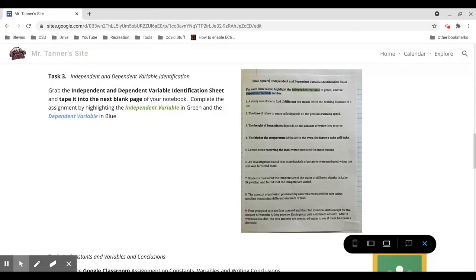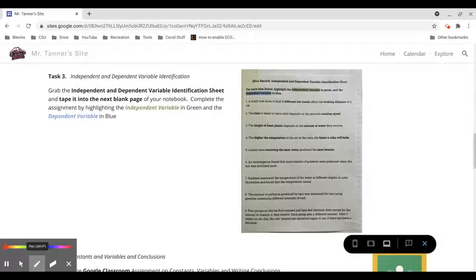If you don't have highlighters, you don't have the ability to highlight this, there's a couple of things you could do to differentiate what you're doing. If you have colored pencils, circle the independent variable in green with your green colored pencil and circle the dependent variable in blue. That is fine too. It doesn't have to be a highlighter. If you don't have any colors at all, so you have no colored pencils, you don't have highlighters, all you have is a pen or pencil, I would recommend just coming up with some sort of a key.